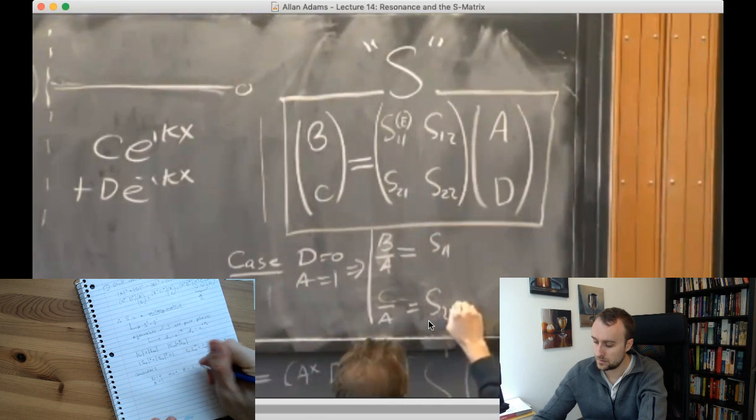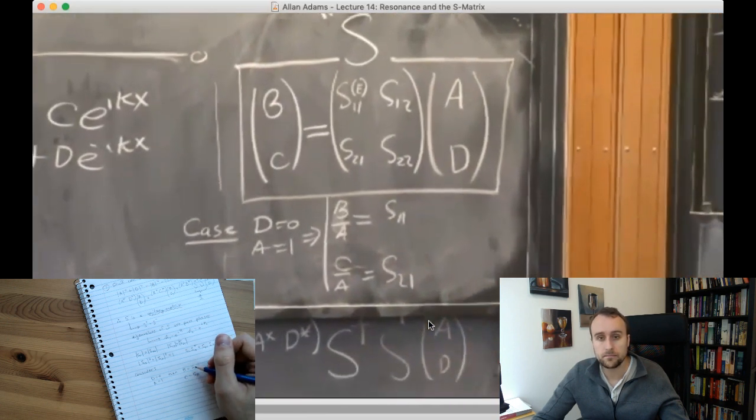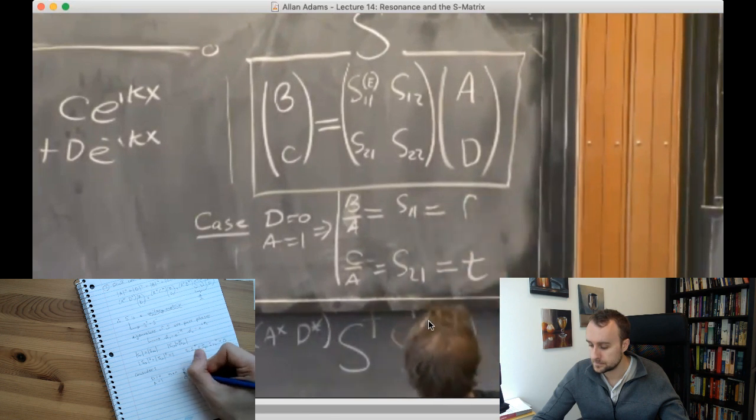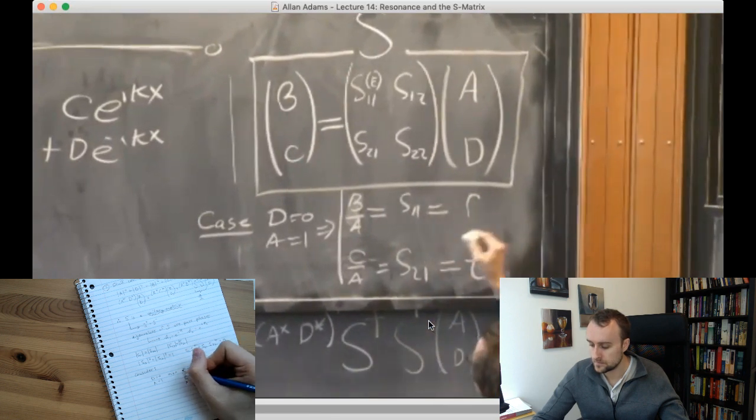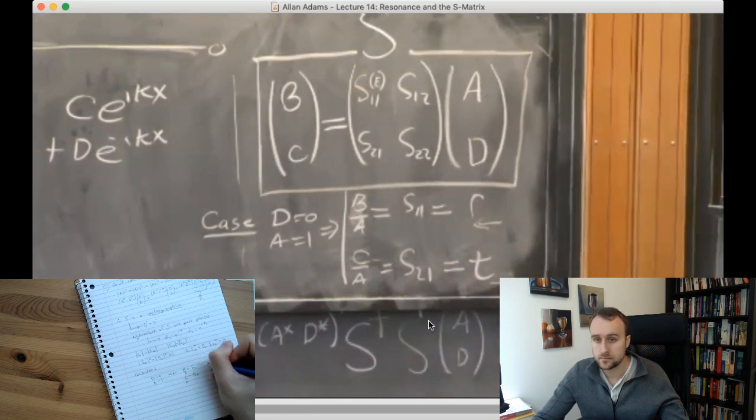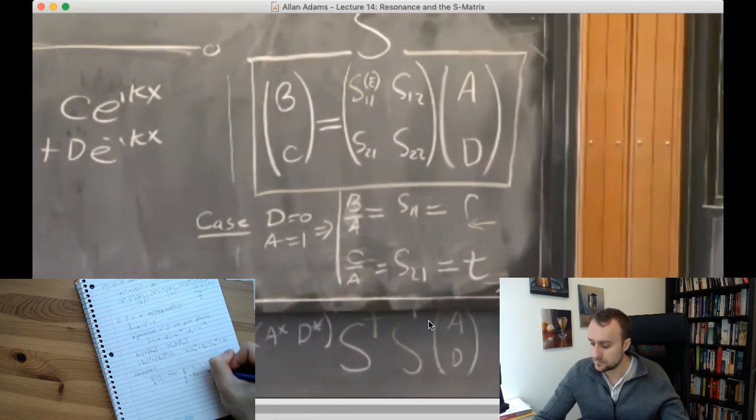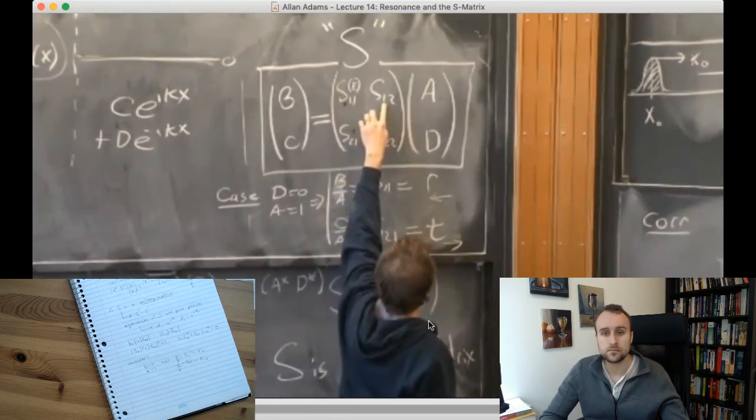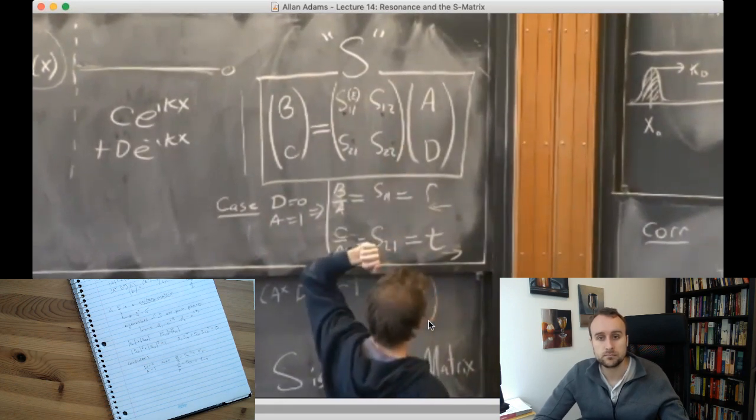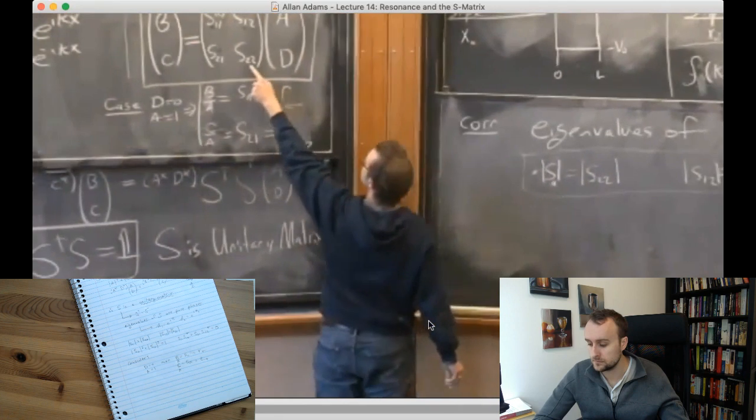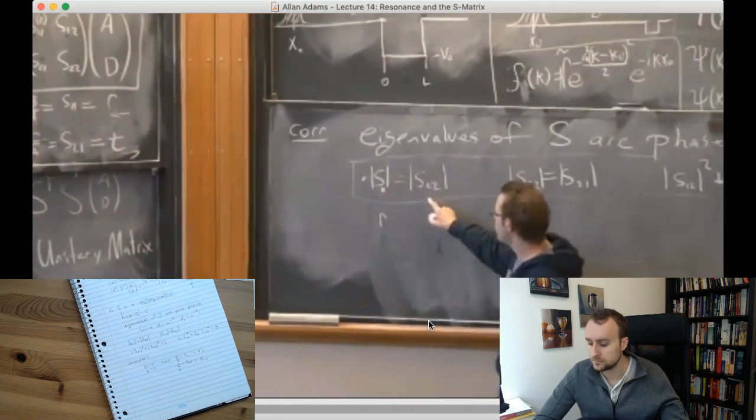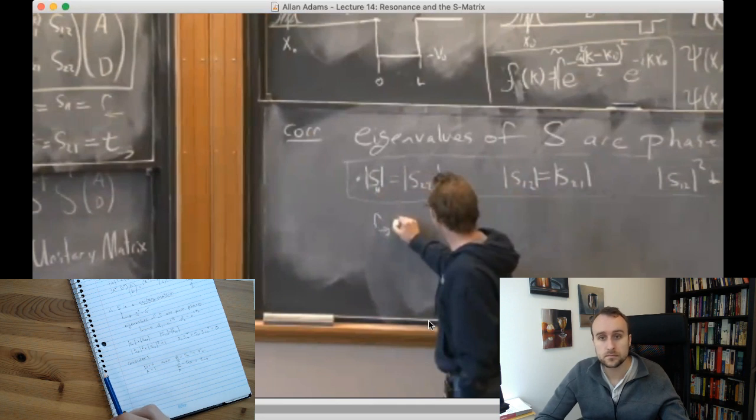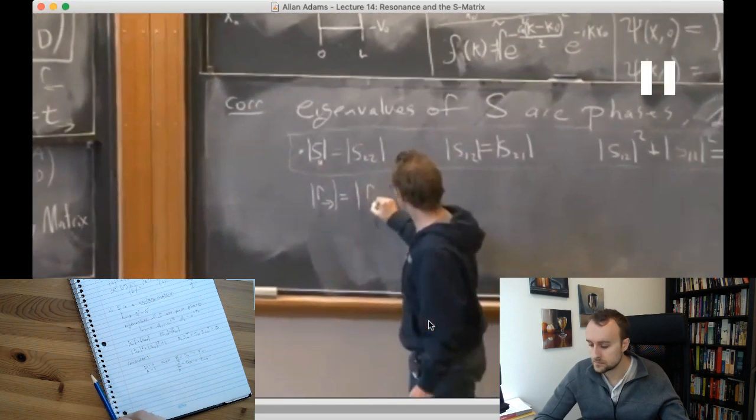But C over A is the thing that we've been calling the transmission amplitude, little t. And this is the reflection amplitude, little r. So this is the reflection amplitude if we send in stuff and it bounces off, or reflects, to the left. And this is the transmission amplitude for transmitting to the right. By the same token, this is going to be transmission to the left and reflection to the right. So now let's look at these conditions. S11 is reflection, and this is going to be reflection. This says that the reflection to the left is equal to the reflection to the right, in magnitude.